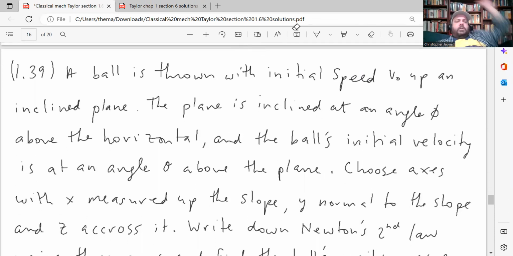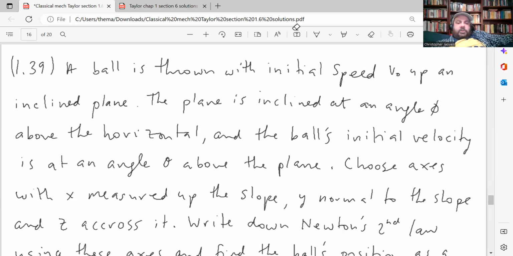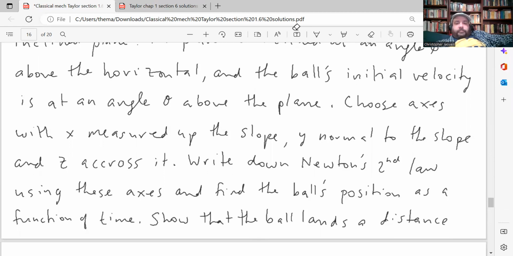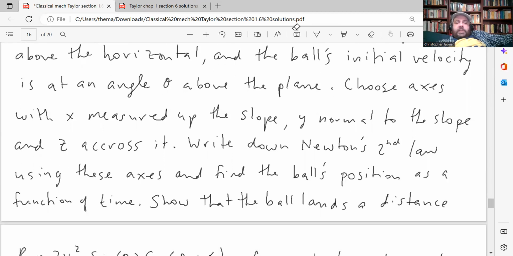1.39. A ball is thrown with initial speed v0 up an inclined plane. The plane is inclined at an angle phi above the horizontal, and the ball's initial velocity is at an angle theta above the plane. Choose axes with x measured up the slope, y normal to the slope, and z across it. Write down Newton's second law using these axes and find the ball's position as a function of time.